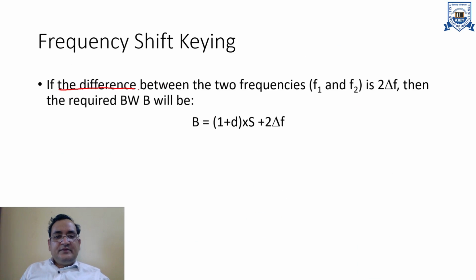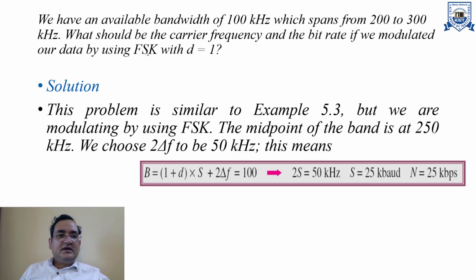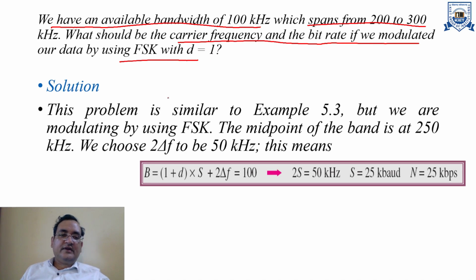Now, if the difference between the two different frequencies f1 and f2 is 2 delta f, then the required bandwidth B, as I have already discussed, will be given by (1 + d) times S plus 2 delta f. Now, consider an example. We have an available bandwidth of 100 kHz, which spans from 200 to 300 kHz. What should be the carrier frequency and the bit rate if we modulate our data using FSK with d equal to 1, right?